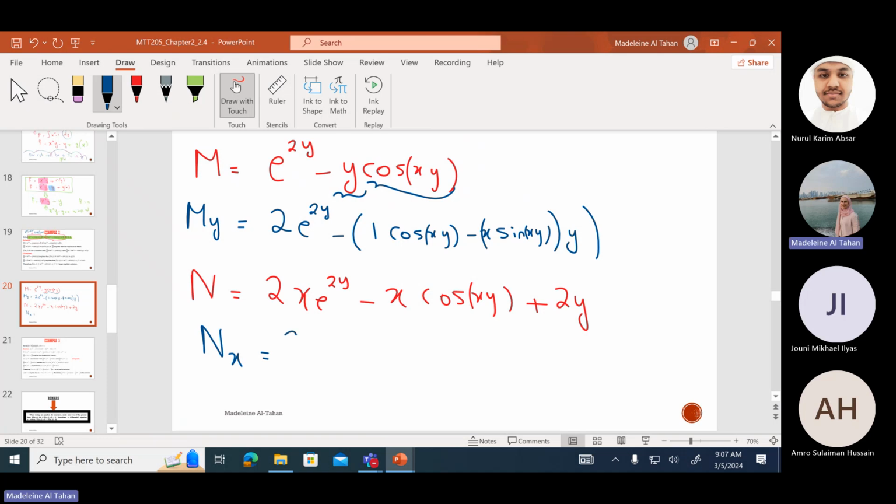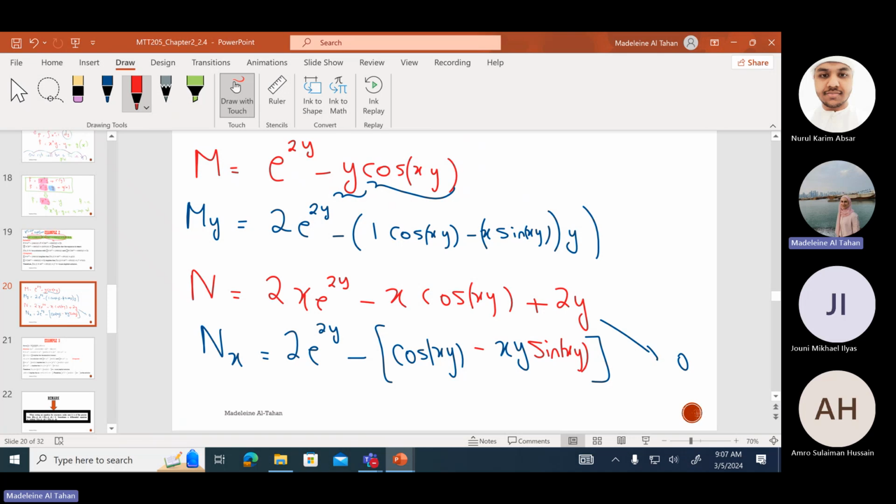With respect to x, the first term becomes 2e power 2y, right? And this one becomes 0. This one that is here, again u prime v, it becomes cosine xy plus v prime u, we will get xy multiplied by negative. Why do we have a negative sign?